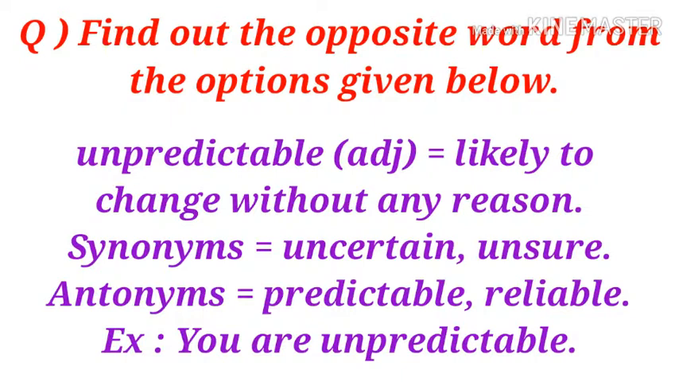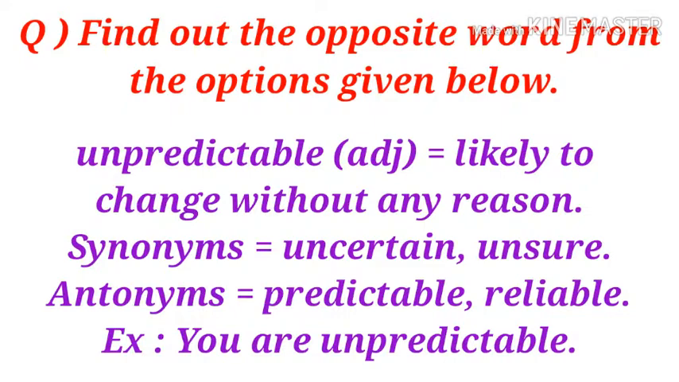Unpredictable means likely to change without any reason. That means you change something suddenly without any reason. That is known as unpredictable. This word is always used in our day-to-day lives. Yes, we use this word most of the time, knowingly or unknowingly also. Its synonyms are uncertain, unsure, and its antonyms are predictable and reliable. For example, you are an unpredictable child. That means we cannot believe in you, or you are not sure about what you are doing. So that is known as unpredictable.